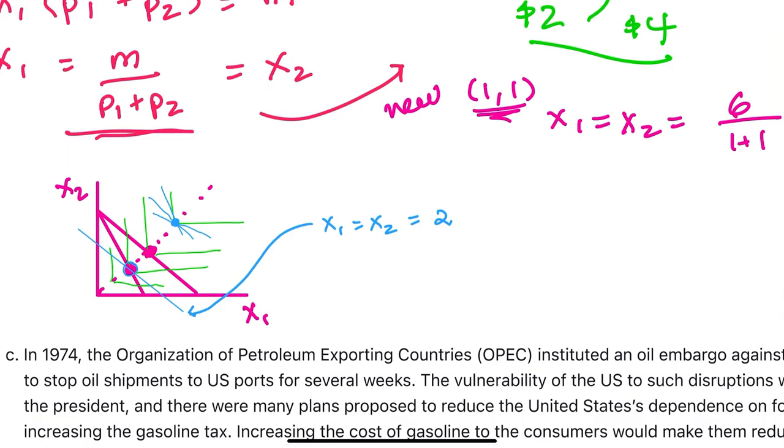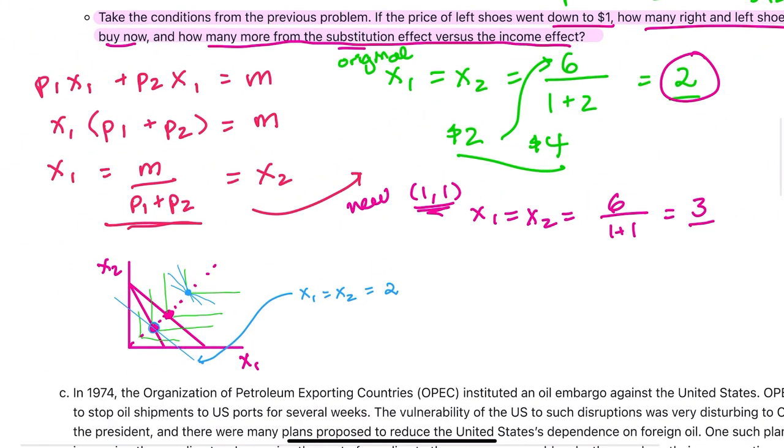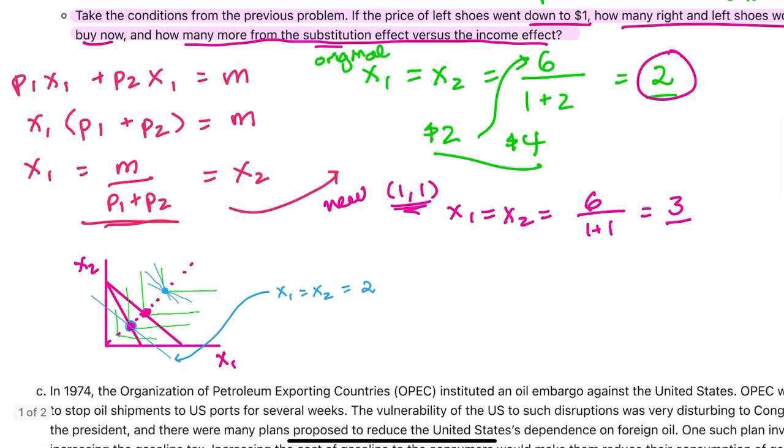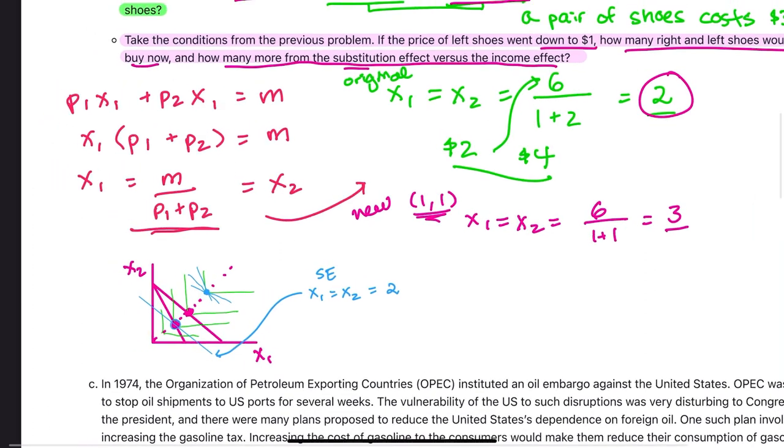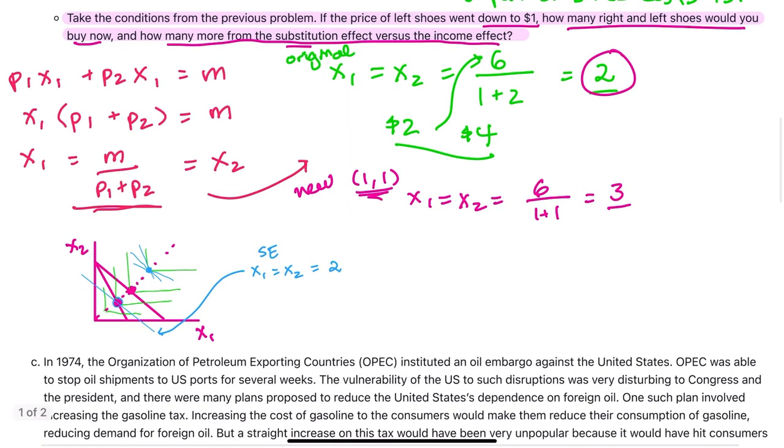My demand for goods 1 and goods 2 does not change for the substitution effect. The substitution is 0. And that's because I can't substitute between right and left shoes. I need to get them together. So when the relative prices are changing between goods 1 and goods 2, I do not substitute between them because I need to buy equal amounts of them. So there is no substitution effect. I go from buying 2 of each to still buying 2 of each.